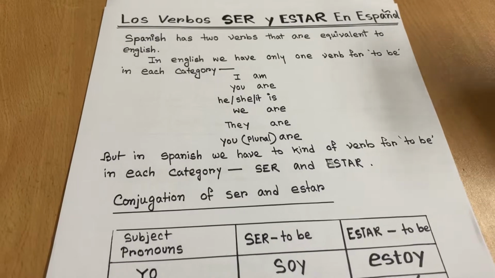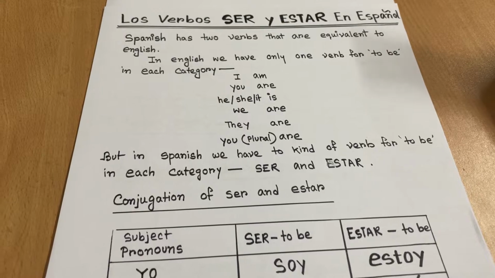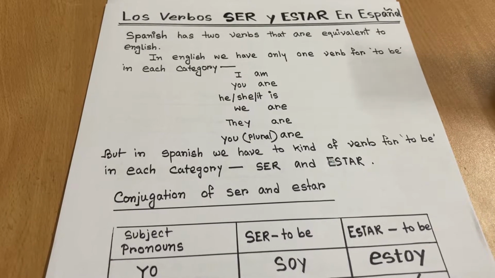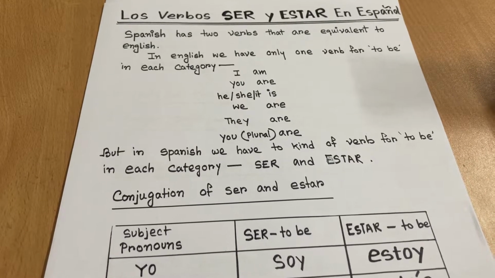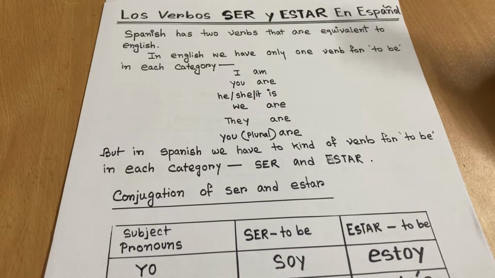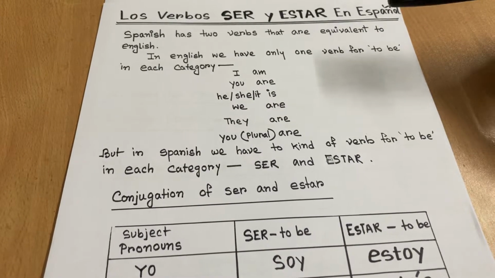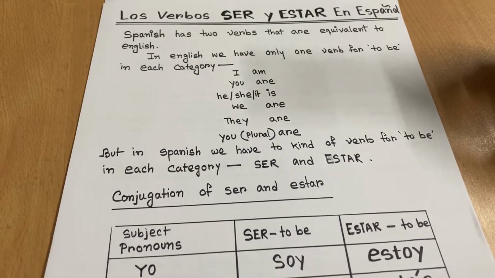First of all, please understand what the verbs ser and estar are. This is the "to be" verb in English. As in English we have is, am, are, the same we have in Spanish. But in English we have only one form in each category, but in Spanish we have two forms for each category.